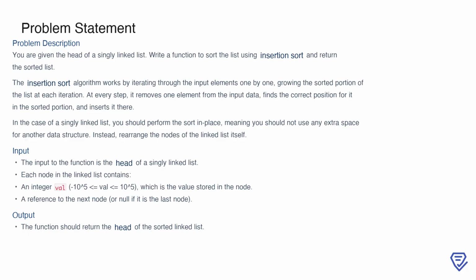The input to the function is the head of the linked list, where each node contains an integer value within the range of -100,000 to 100,000 and a reference to the next node. The output should be the head of the modified linked list, now sorted in ascending order.